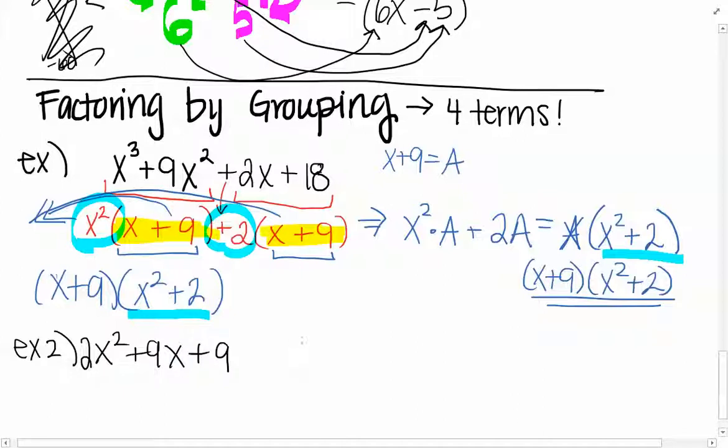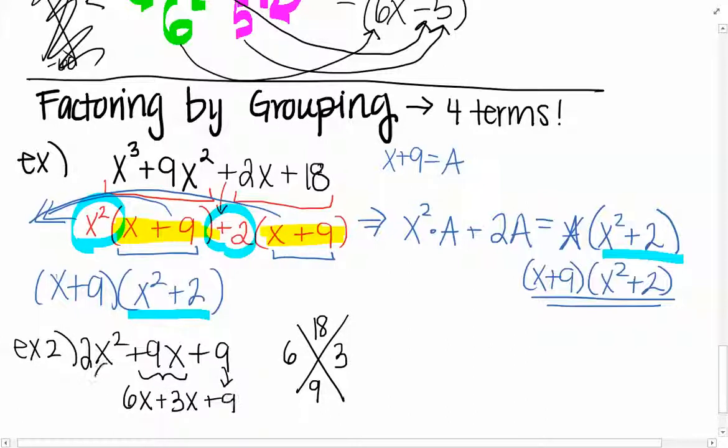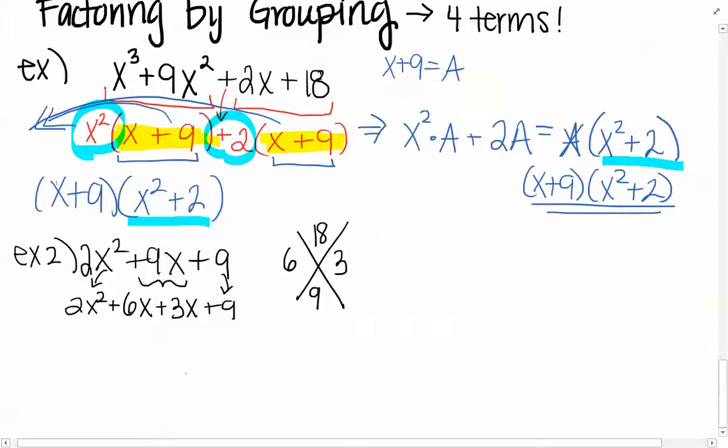So as with all the other methods, you have to start with the modified diamond. So 2 times 9, 18. Put the other 9 here. We get 6 and 3. So the difference here is now you are going to take the 9x and you're going to write it as 6x plus 3x. And you're going to bring down the 9 and the 2x squared as they are. So now it becomes 4 terms.